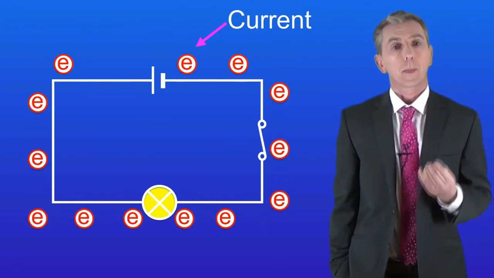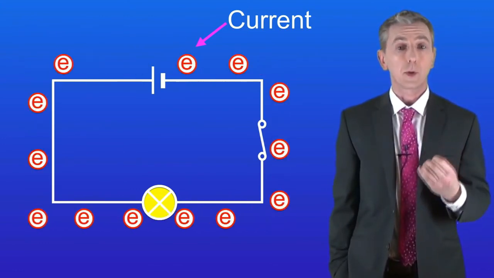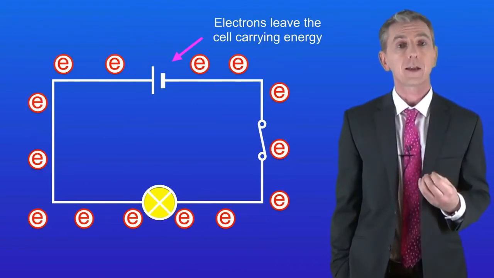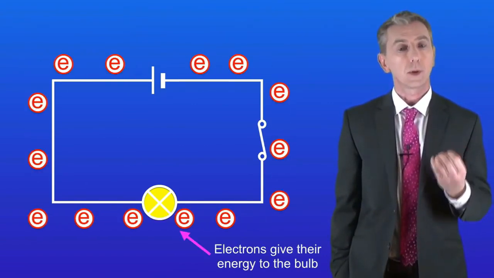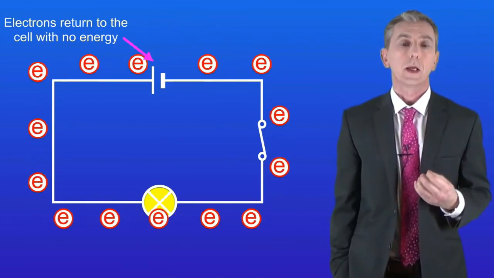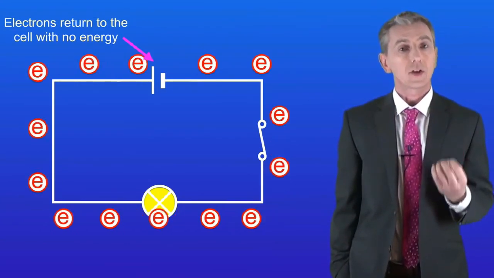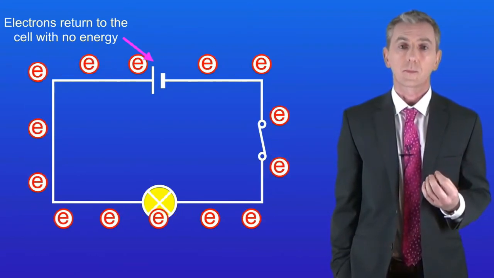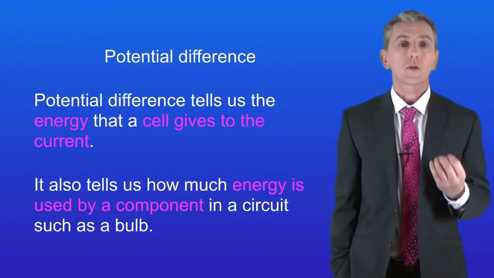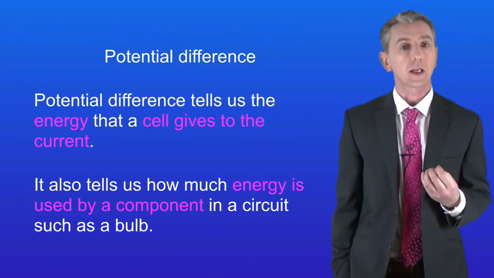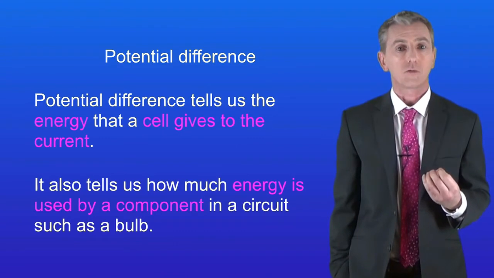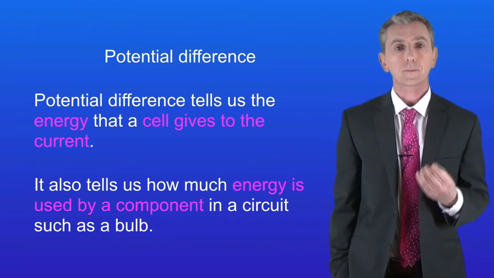Now the bulb lights up, and that's because the electrons are giving the bulb energy. So the electrons leaving the cell are carrying energy. They give their energy to the bulb, and then they return back to the cell with no energy. So we're getting the idea that energy is carried in electrical circuits. We call this energy the potential difference. Some students do find the idea of this quite tricky, but you need to know that it's not that hard. All the basic ideas are relatively straightforward.